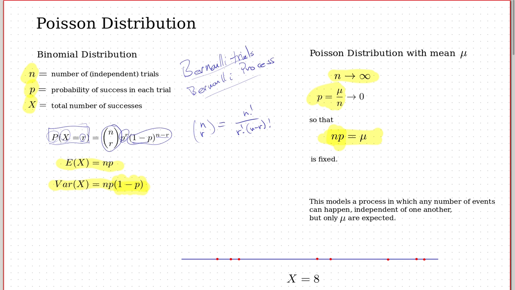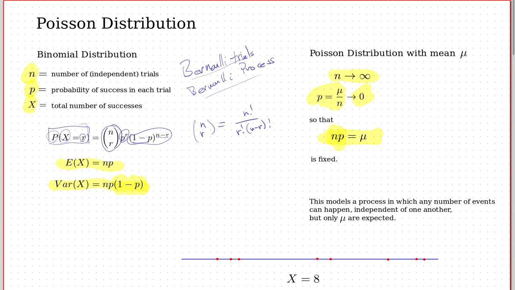So in the process of taking this limit, in principle, we're looking at a whole sequence of binomial distributions as n goes to infinity. But for all those distributions, the mu will be the same. It'll be a fixed value. But n will be going to infinity and p will be going to 0. So the idea is we want to model a process in which there are an infinite number of trials at which a success could occur, but success becomes increasingly rare, because the probability of success is approaching 0.